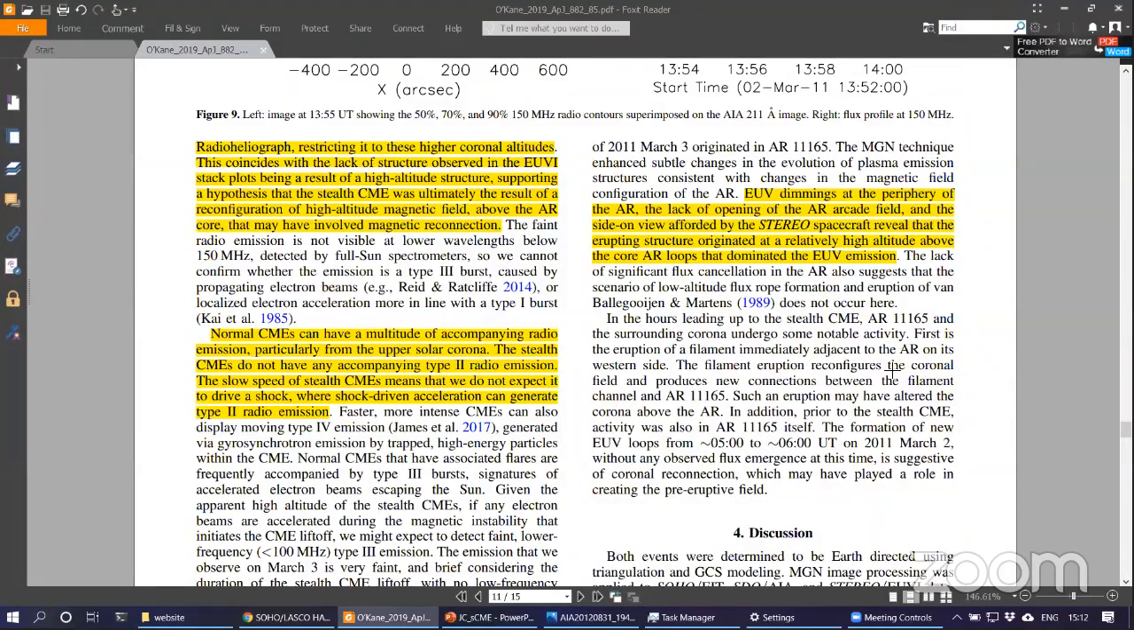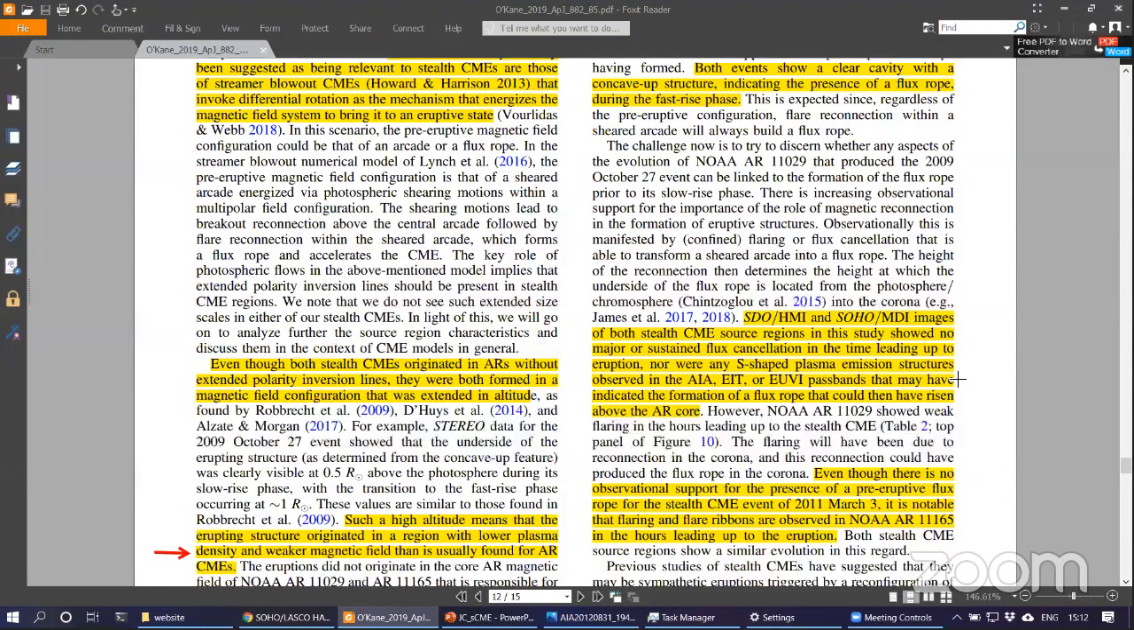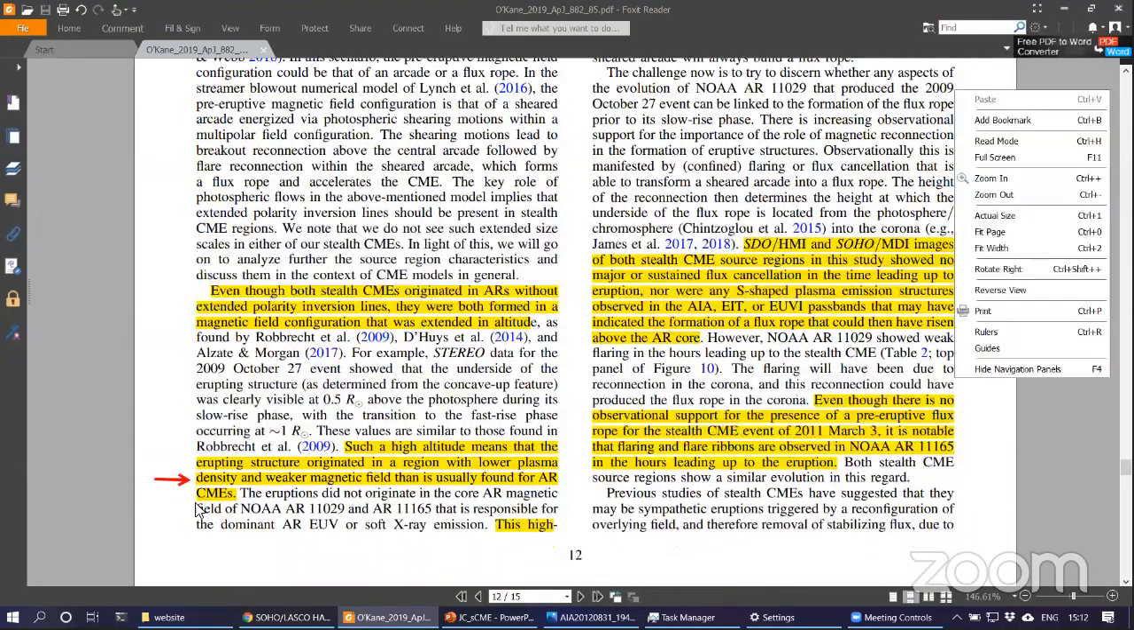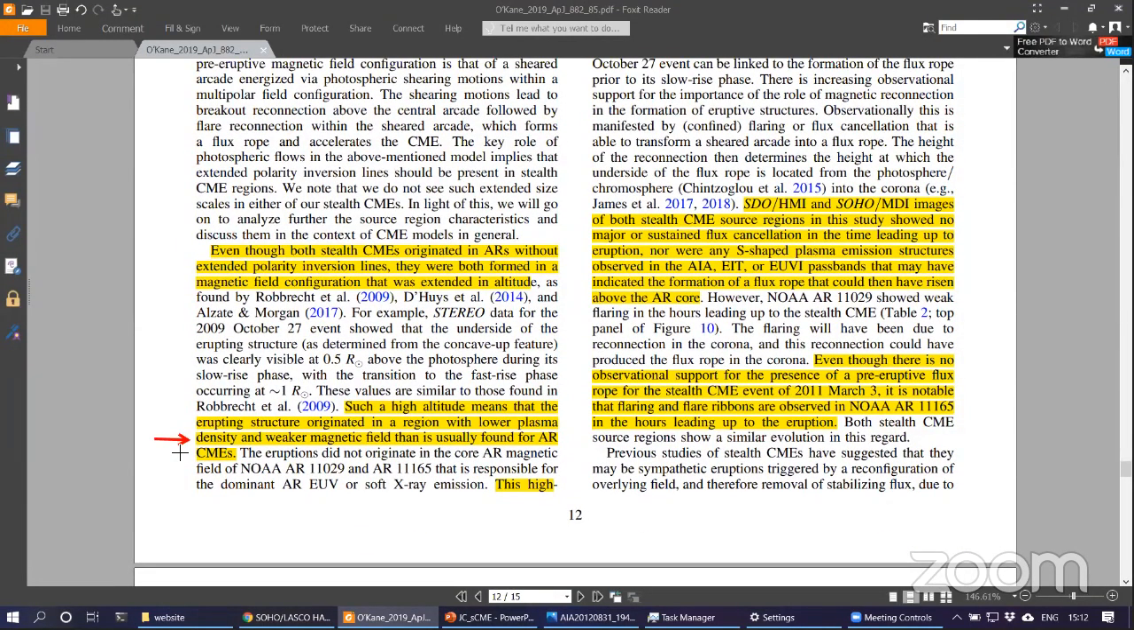And yeah, there was one clear concave up structure for both these kinds of CMEs. Another thing I talked about just now is a high altitude eruption of this kind of CME, because the density as well as the magnetic field is very weak compared to the photosphere or the lower corona. So that's why those intense flaring locations could not be seen for these kinds of CMEs.